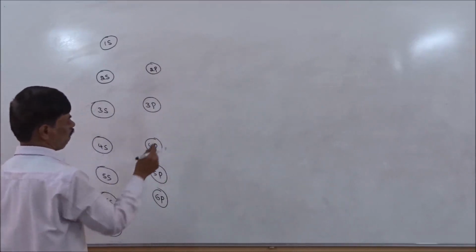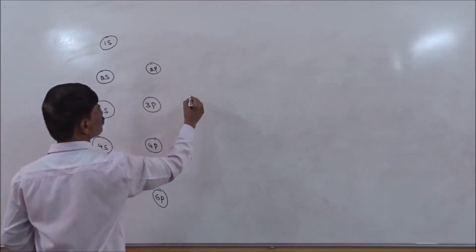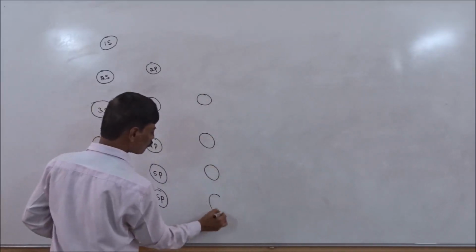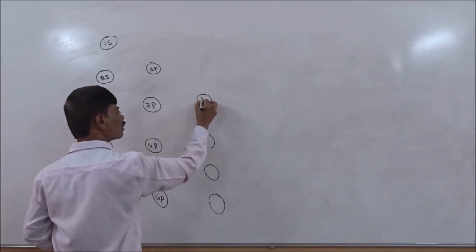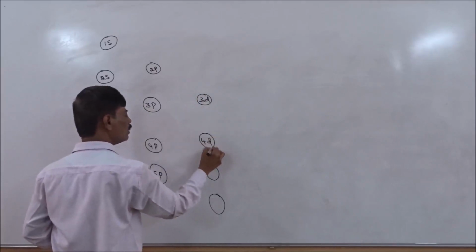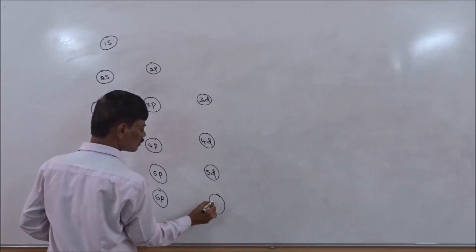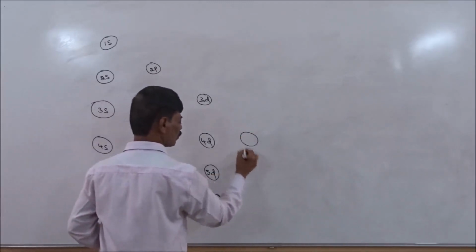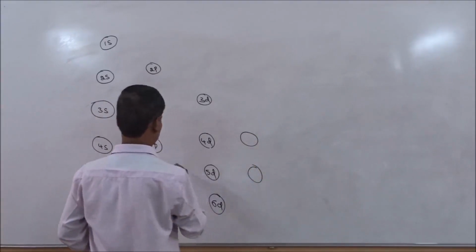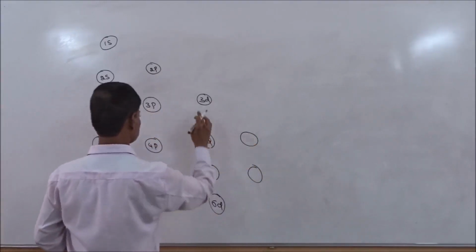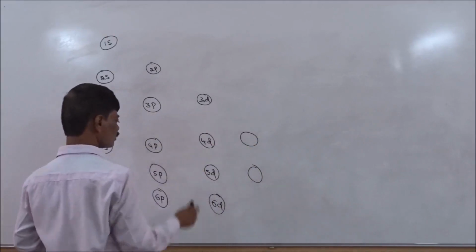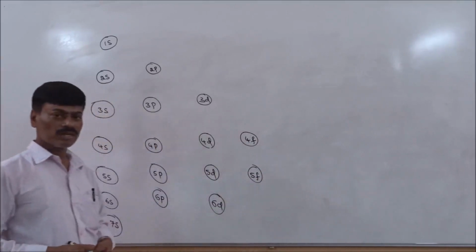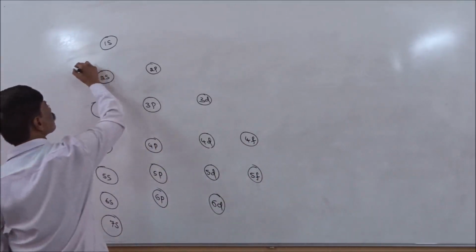Next, 1, 2, 3, 4. 4 circles, wherein you need to write 3D, 4D, 5D, 6D. Next 2 circles, they are 4F, 5F. Now let us see the entry of the electrons.